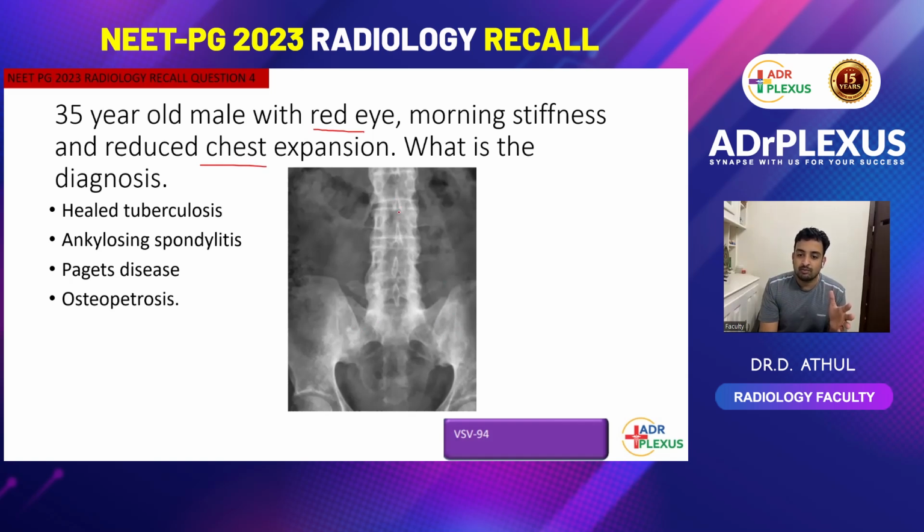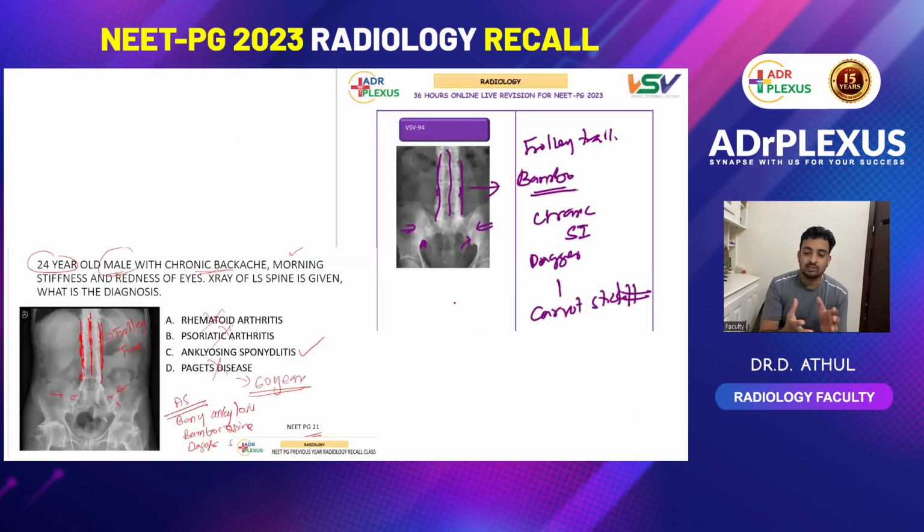Also, some people were telling there was a dagger sign also seen. So whenever you are seeing chronic sacroiliitis changes in both SI joints, you should think in terms of ankylosing spondylitis. Also the history: young male, morning stiffness, redness of the eye, which is giving you a clue about uveitis. When all these factors are there, you should think in terms of ankylosing spondylitis. This was discussed both in our VSC session as well as in our recall session, when we discussed the same condition with back pain, morning stiffness, and redness of the eye. This was again a repeat question.